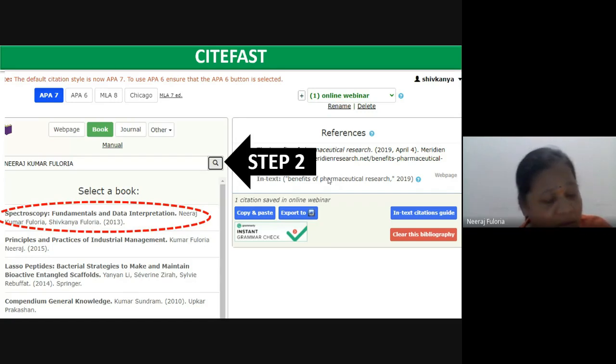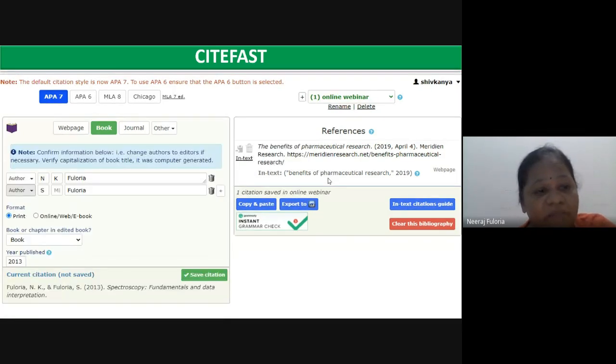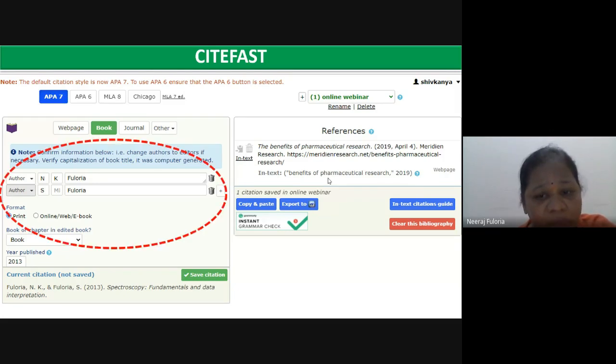I can put the book name also. I can put the author name. You can see here we got the title here, Spectroscopy: Fundamentals and Data Interpretation. So I got the references and automatically it generated what kind of authors are there. Okay, you want the print, because the book may be available in print form or maybe web page form. So it depends. It was a print form, so it took a print form, and you can see here all information captured.